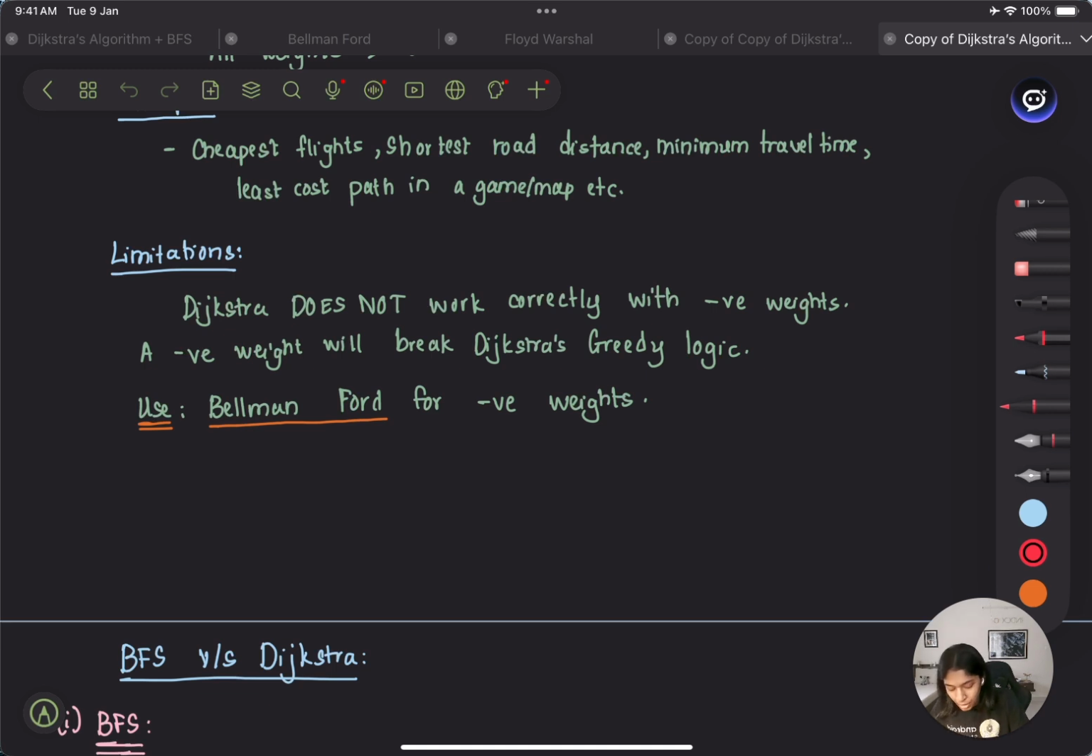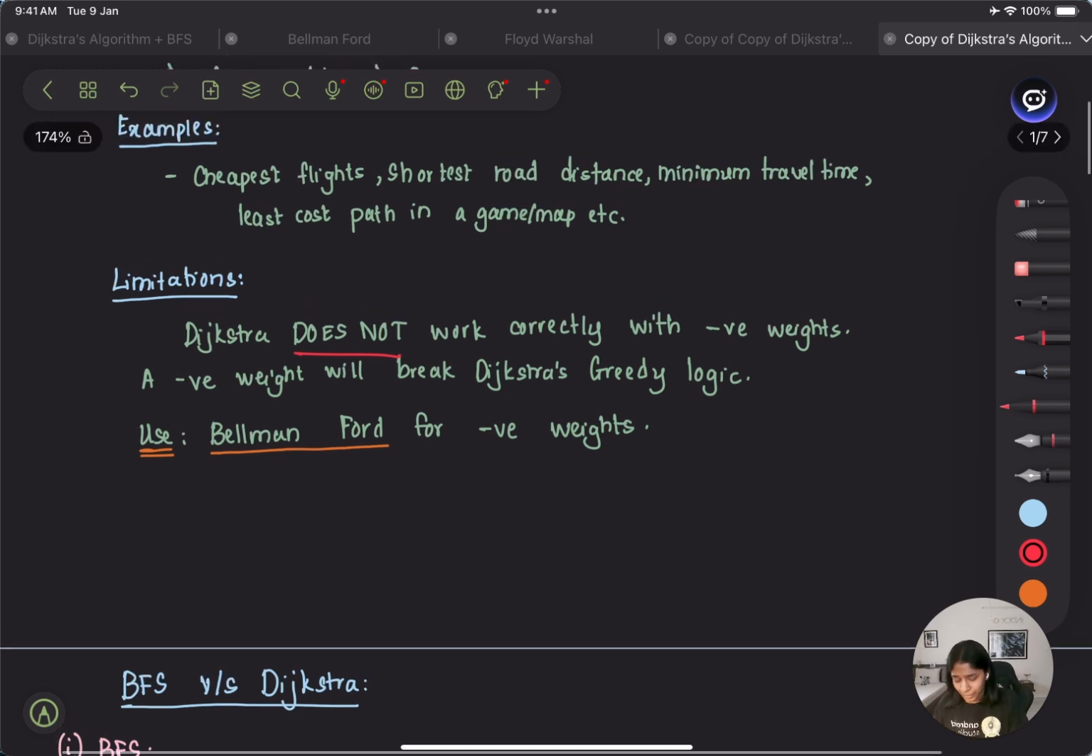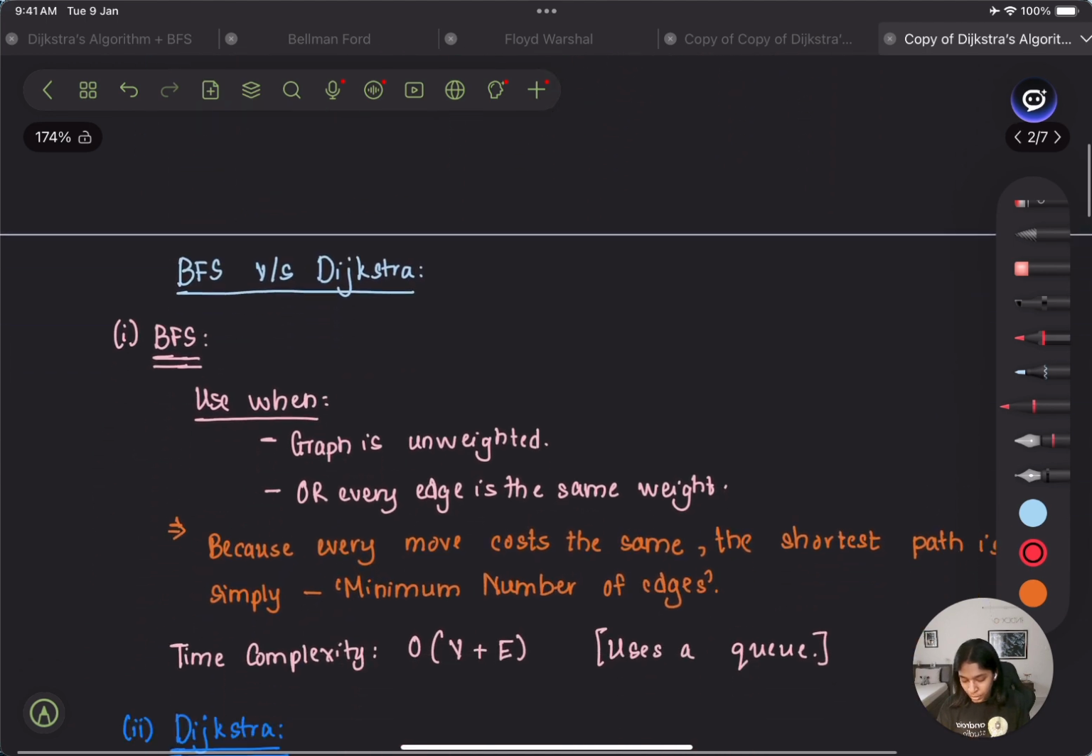It does not work when we have negative weights. A negative weight actually breaks the core logic of Dijkstra, which is based on greedy logic. Essentially we start going in a loop, so we can't really use that. I think we get a TLE for that. In that case, you're supposed to use Bellman-Ford when you have negative weights and you also want to find the shortest distance. Bellman-Ford is something we'll also be looking at, but in another lecture.